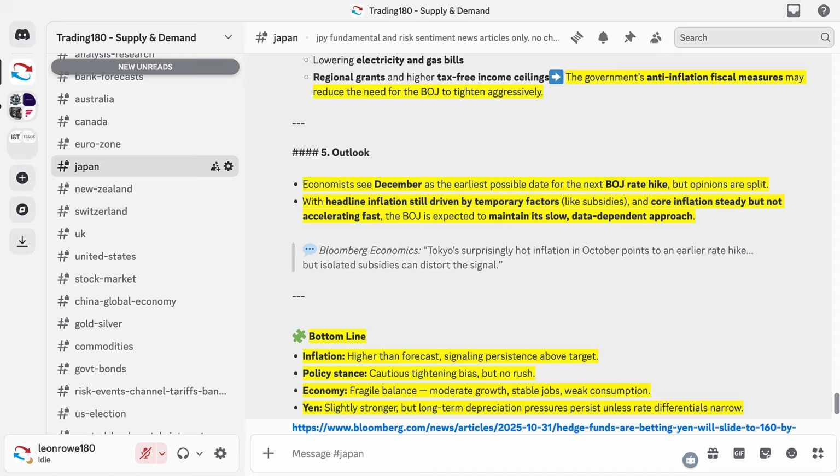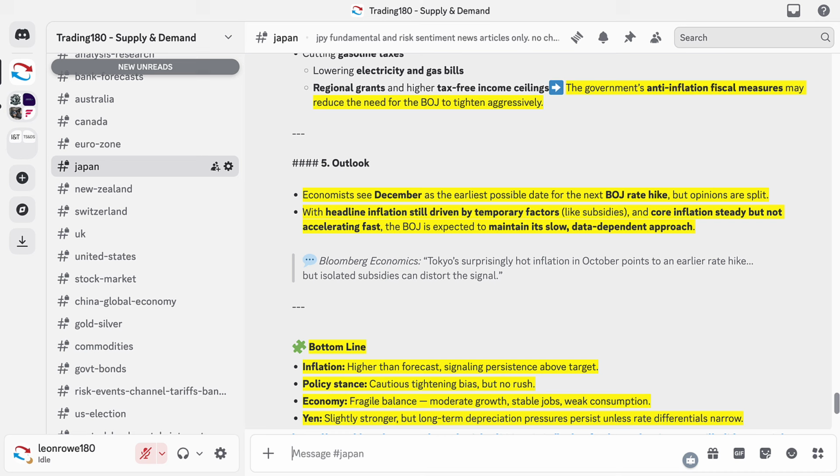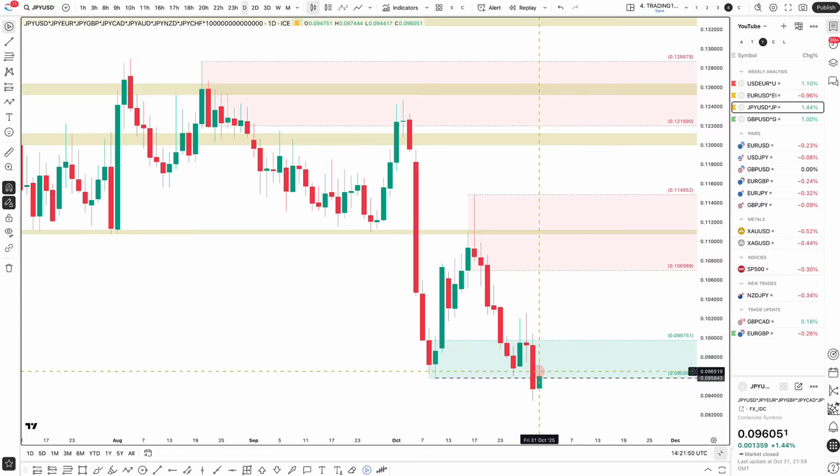The economy is a fragile balance: moderate growth, stable jobs, but weak consumption. And again, slightly stronger, but long-term depreciation pressures persist unless rate differentials narrow. So rate differentials being, of course, the Bank of Japan getting a bit more hawkish. At the moment, a neutral to hawkish central bank is really what is needed for prices to move to the upside.